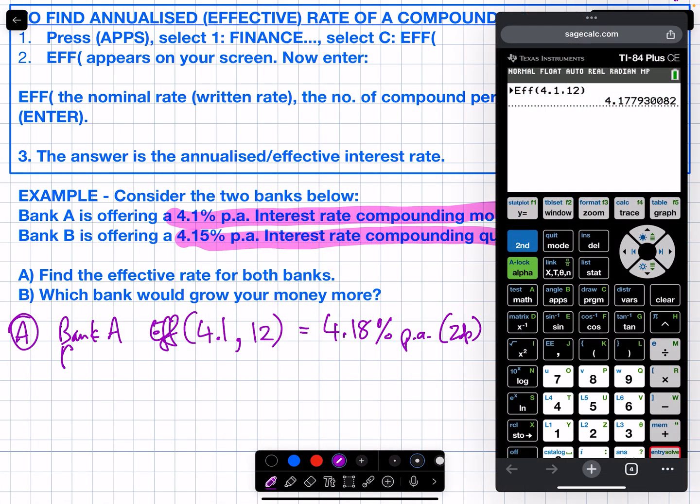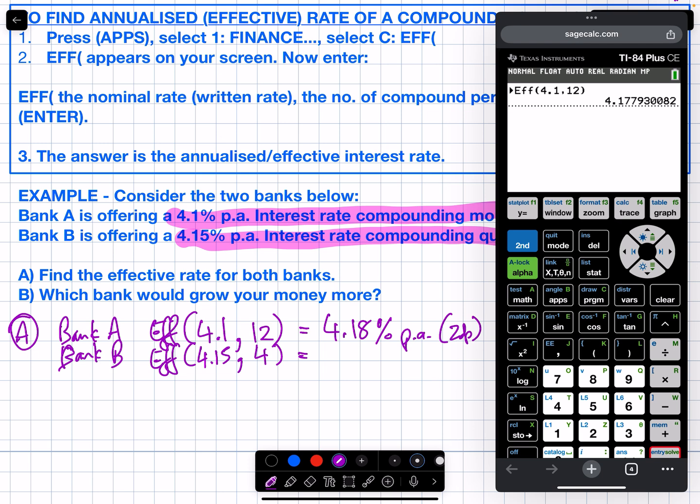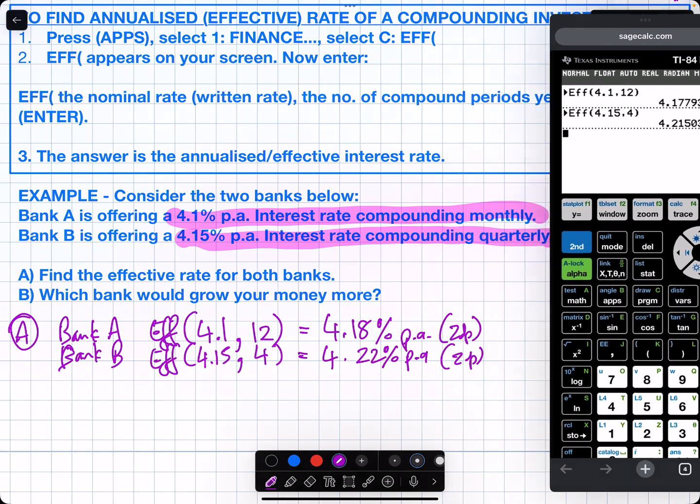Bank B, EFF, what am I going to put in? It says 4.15 is the rate that it says it is, but it's compounding quarterly, so there are 4 quarters in a year. So you chuck that into the calculator. How do I get EFF again? Apps, finance, scroll down, 90ABC for EFF, 4.15, comma, 4. The answer is 4.22% per annum to 2 decimal points, compounding quarterly.